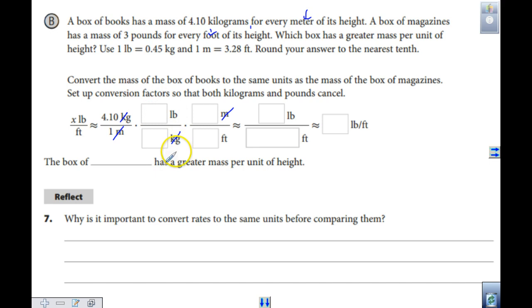How many pounds in a kilogram? 1 pound, 0.45 kilograms, right above. I think most of the problems they give you, whatever I didn't show you in the beginning, they give it to you within the problem. But if they don't, Google, look it up, it'll tell you. Meters, I gave you that one earlier, right? So 1 meter is 3.28. So on the top we have 4.10, and on the bottom we have 0.45 times 3.28.